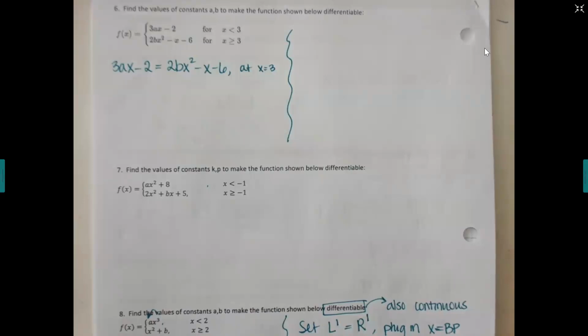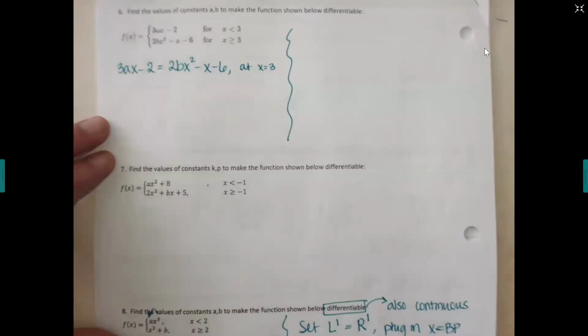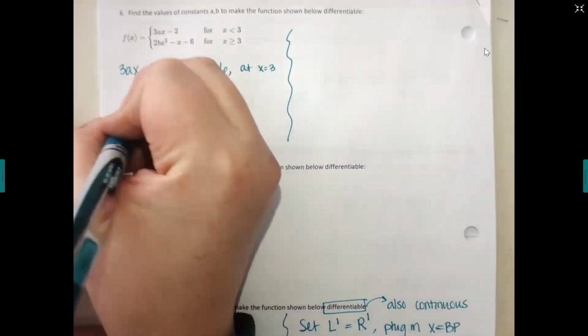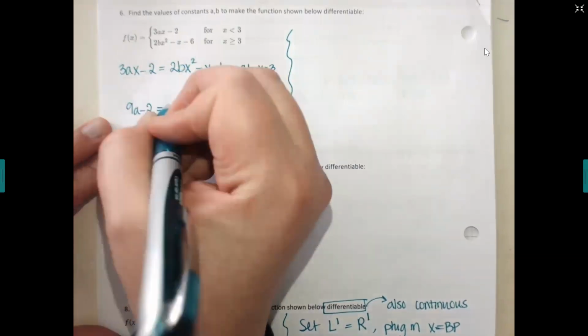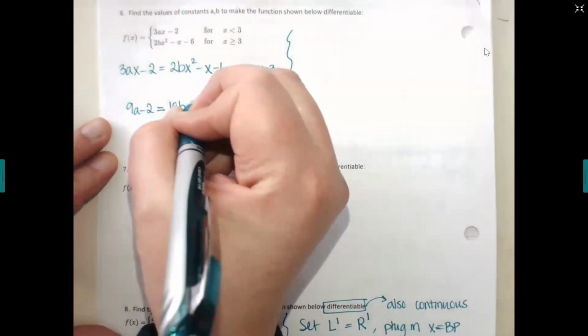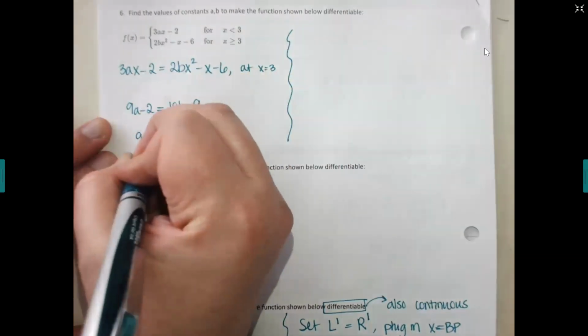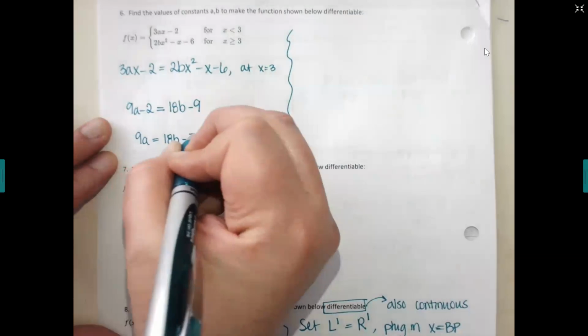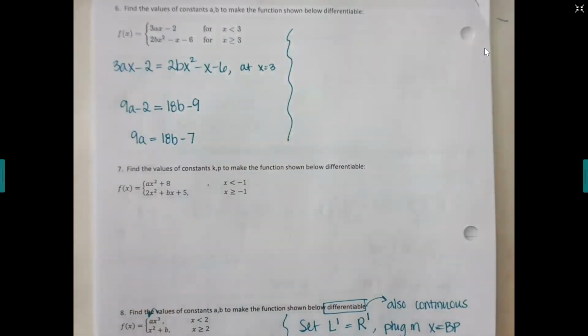Yes, so. Okay, your left side should have come out to 9a minus 2 equals, this came out to 18b minus 9, and then 9a equals 18b minus 7. Okay, go ahead and pause there, because at this point we can't do much with that yet. Now we're going to go over to the next side. Take your derivatives if you haven't already. Set them equal to each other, and then plug in your breakpoint.